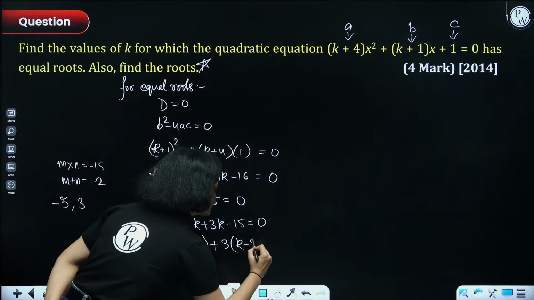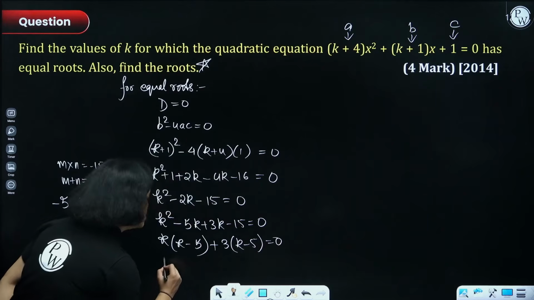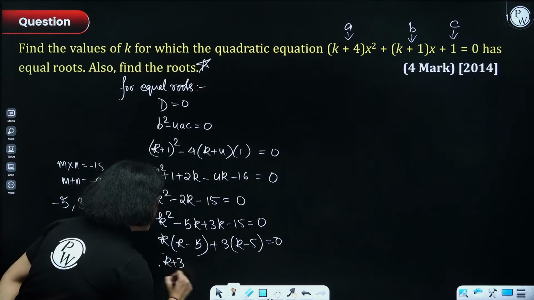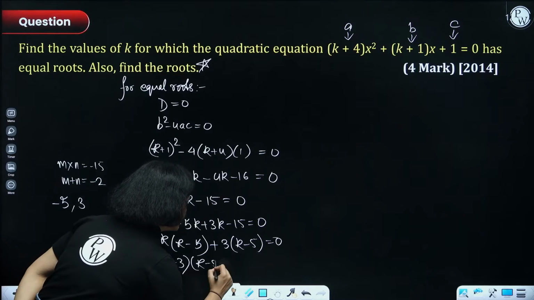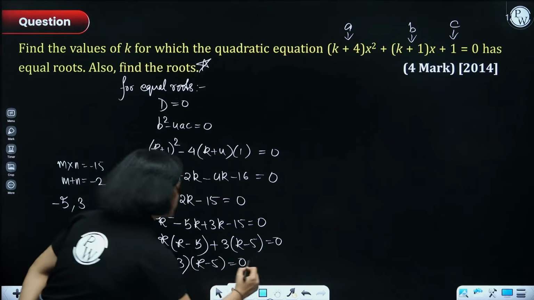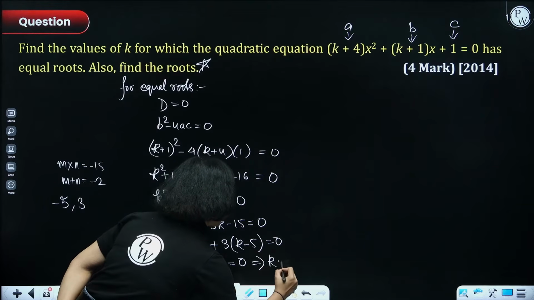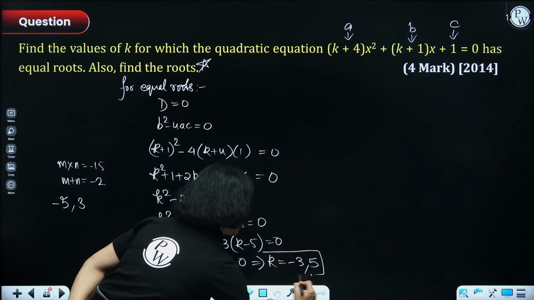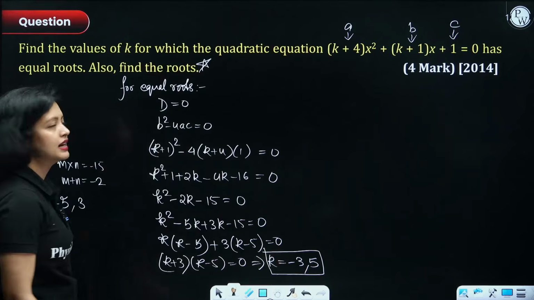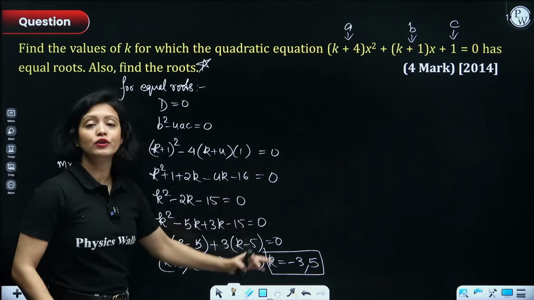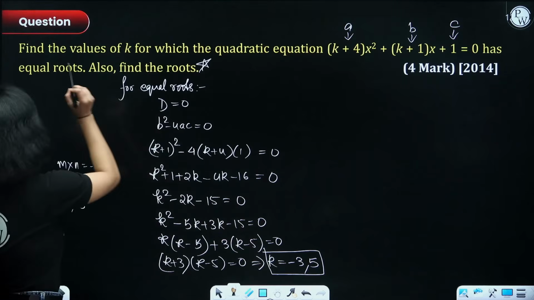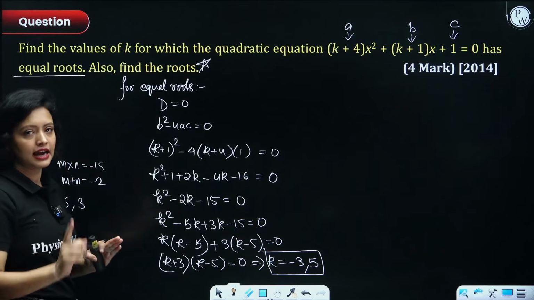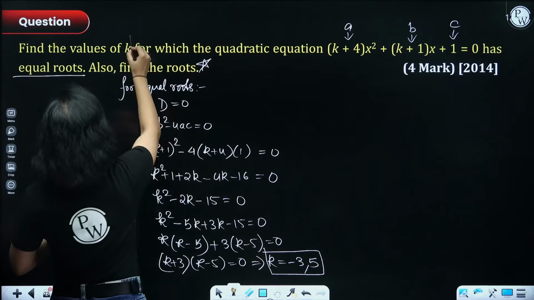Again, I'll have k minus 5 inside the bracket equals 0. So, here I'll have k plus 3. Here I'll have k minus 5 equals 0. So, from here, I get the value of k as negative 3 and 5. These are the two values of k. Okay. So we have figured out the values of k, which was the first part of this entire question, that we had to find the value of k.